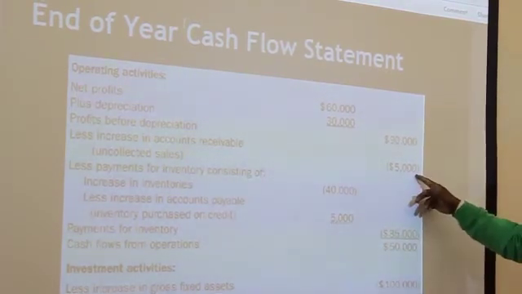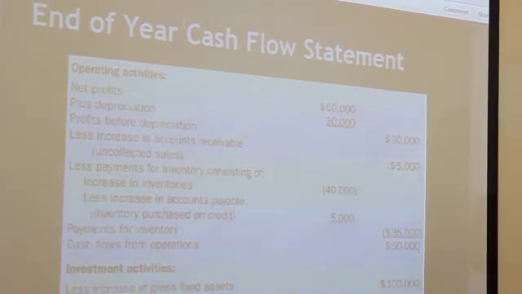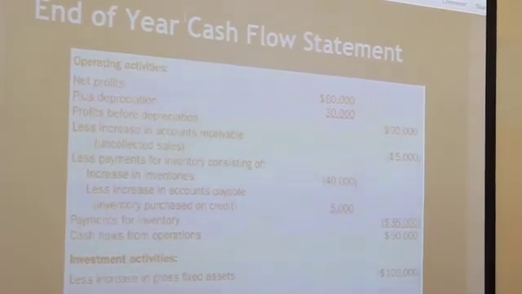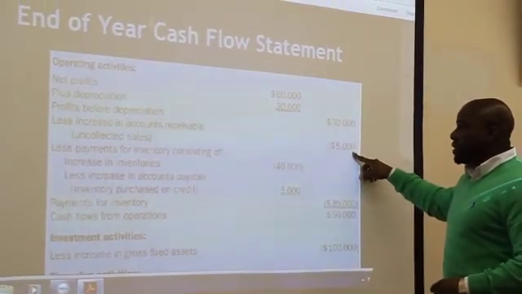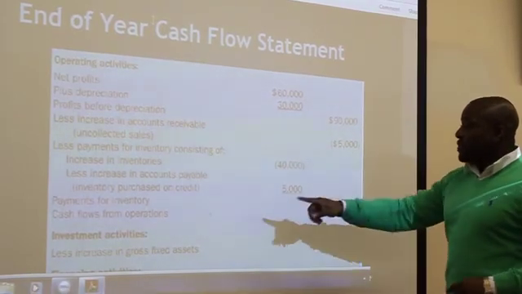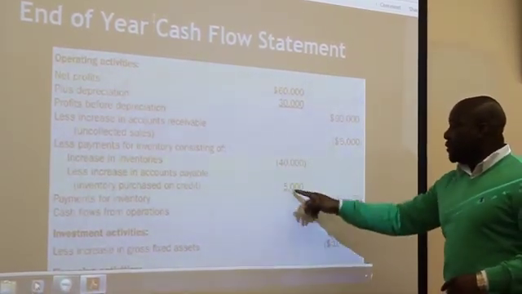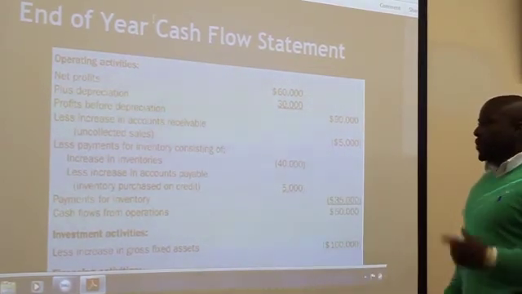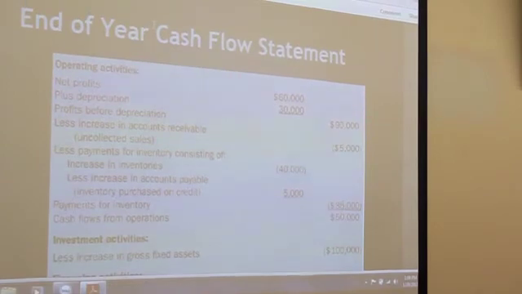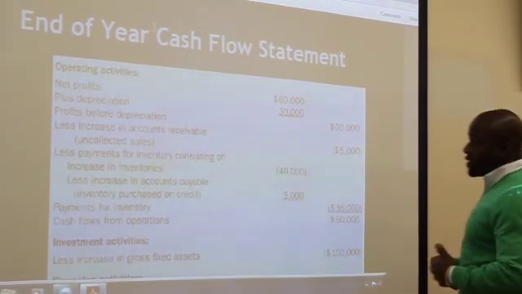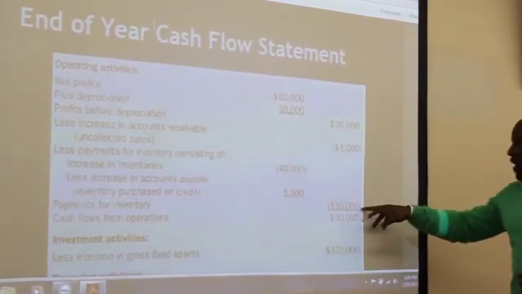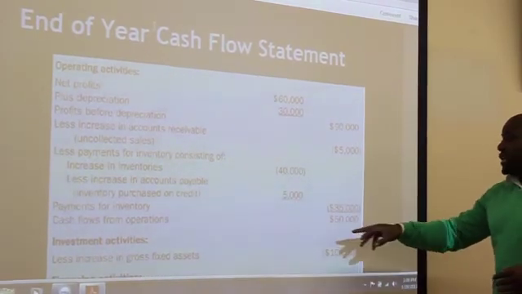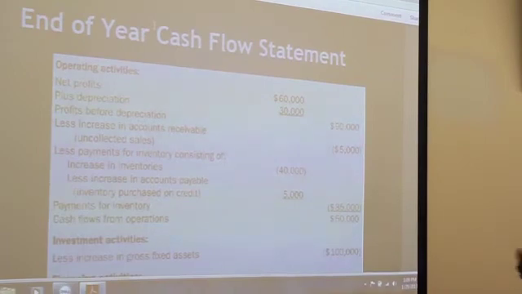So you still have $5,000 that's out there that you need to collect on. Less payments for inventory, consisting of increase in inventories, negative $40,000. Less increase in accounts payable, inventory purchase on credit. So here it is. You got $5,000 right here because you haven't collected the sales. You have inventory purchased on credit for $5,000, so that's going to be a subtraction. Increase in inventory is $40,000. Payments for inventory, $35,000. So you still have $35,000 inventory there. Cash flows from operations, $50,000. So we're going to slide down.